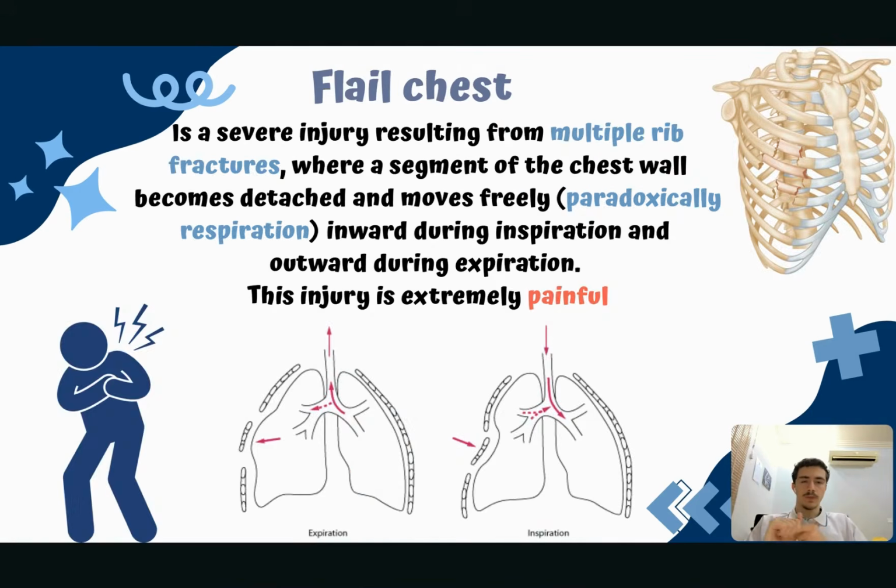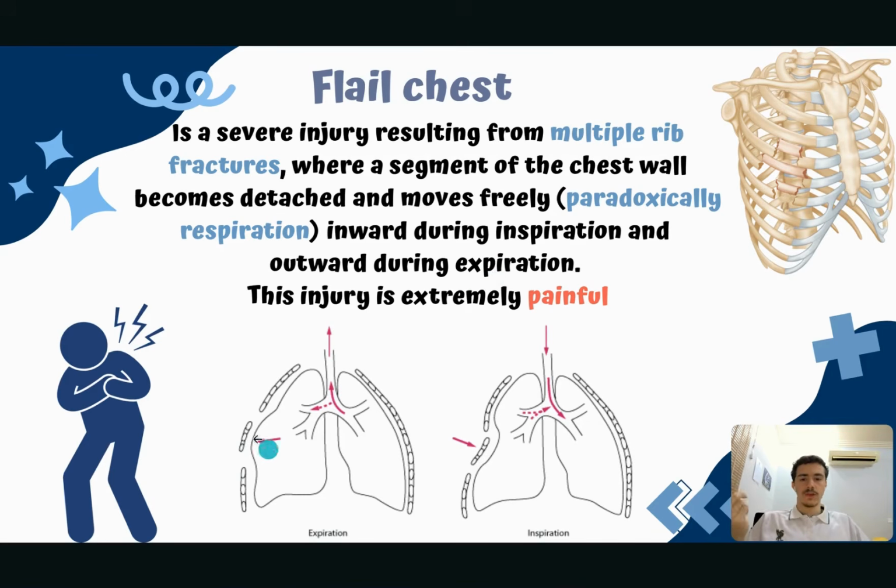Now we're going to talk about flail chest, which is a very important clinical case in this lecture. It's a severe injury resulting from multiple rib fractures, meaning two or more adjacent ribs are broken in more than one spot, so they are broken from two sides. That means they become detached and move freely. This movement is called paradoxical respiration, meaning a contradiction, always the opposite, as you can see here. It's always inward during inspiration and outward during expiration, and this movement is abnormal.